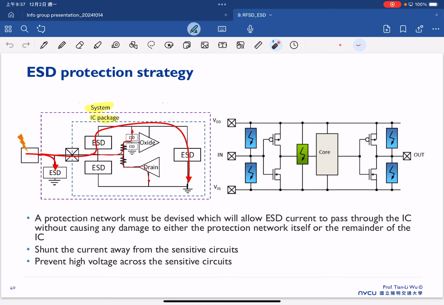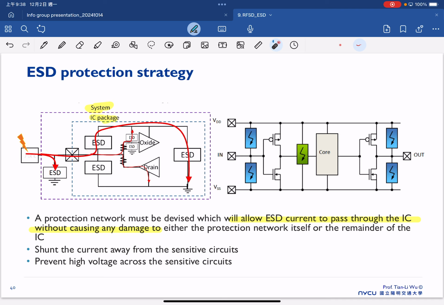So for ESD protection, we always insert some additional ESD components. For example, we can put some ESD component just before our gate oxide. Sometimes this is not enough, so we also place ESD components for the IC packaging, even for the system level. The protection network must be a device which allows ESD current to pass through the IC without causing any damage to either the protection network itself or the remainder of the IC.